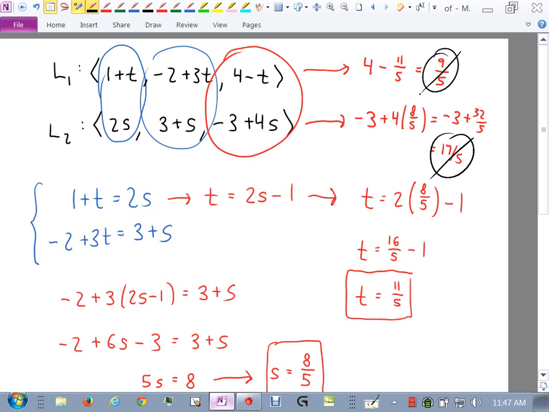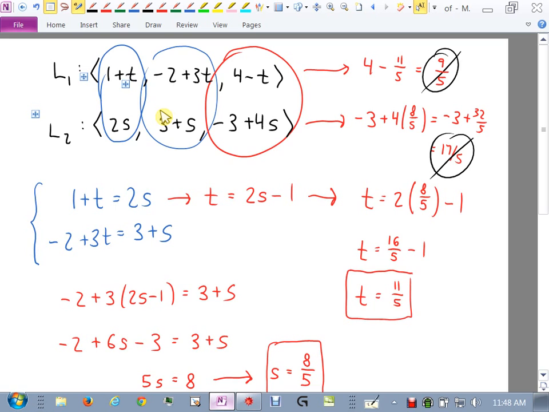Is that enough to show that they don't intersect? Yeah, because look, this t value and this s value are the only ones that make these two work, right? They're the only ones. Ultimately, this is the t and the s that would make these two work. So we can say for now they don't intersect, right? We okay with that? All right.